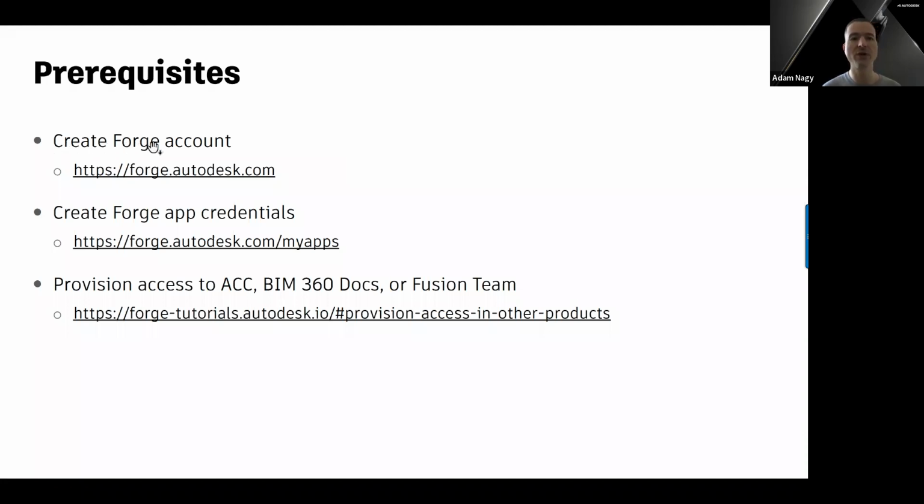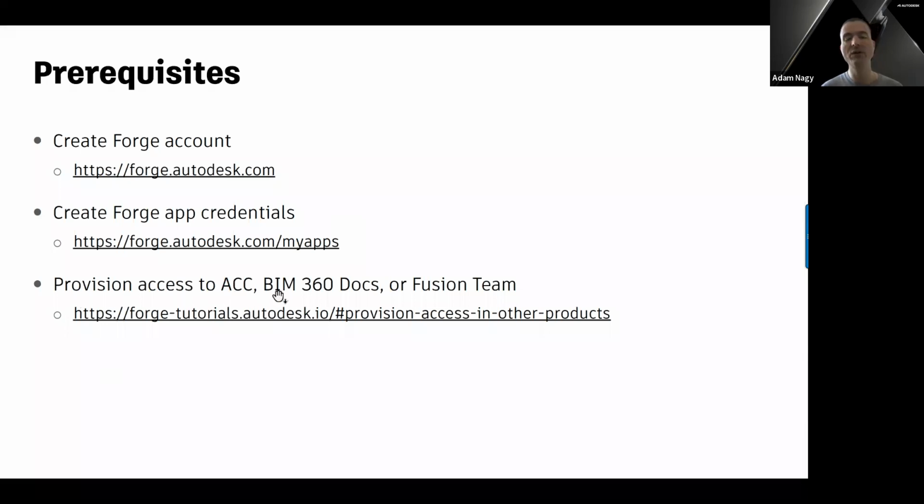So first of all, create a Forge account. You simply have to go to forge.autodesk.com and then log in with your Autodesk ID. And then you can create new applications, Forge applications. And as soon as you create that application, you will be presented with a client ID and client secret for the application. Those are the two things we are going to be needing today.